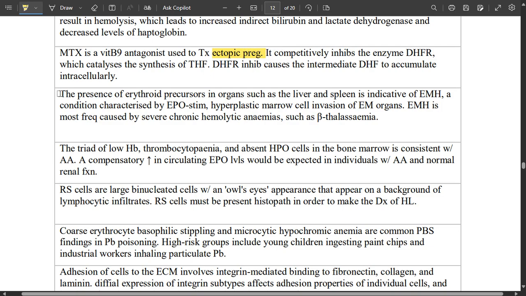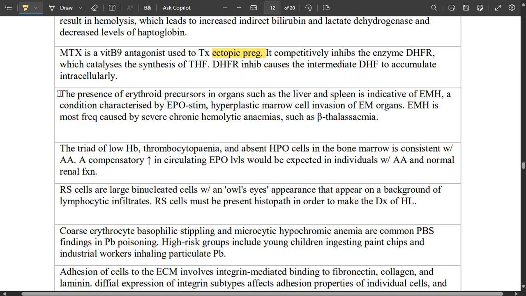Now, the next point is about the presence of erythroid precursors in organs such as the liver and spleen, which is indicative of EMH. Erythroid precursors in organs such as the liver and spleen is indicative of EMH. I guess EMH is erythroid precursors. Let me search about it. Extramedullary hematopoiesis. Okay. So EMH means extramedullary hematopoiesis.